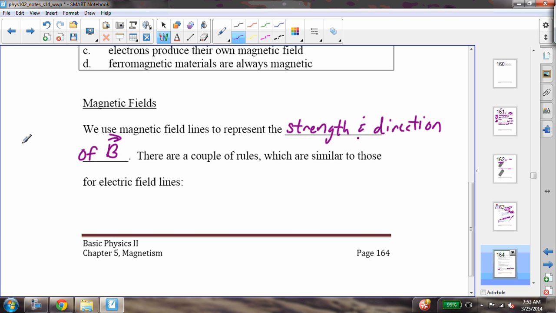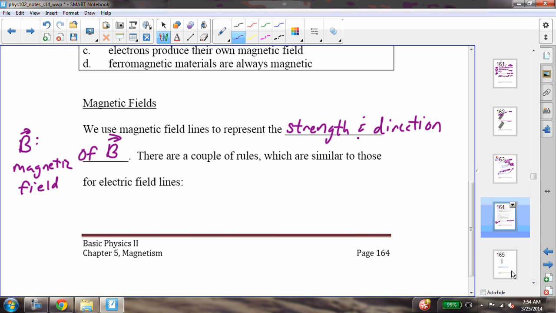And here I'm introducing a variable, B, which is going to be the variable that we'll use for the magnetic field. It is a vector quantity, so I'll write it with an arrow over it. Sometimes I'll talk about just the magnitude of the magnetic field, in which case I will not draw the arrow over it. There are a couple of rules, similar to the ones that we have for the electric field lines, that have to do with magnetic field lines.